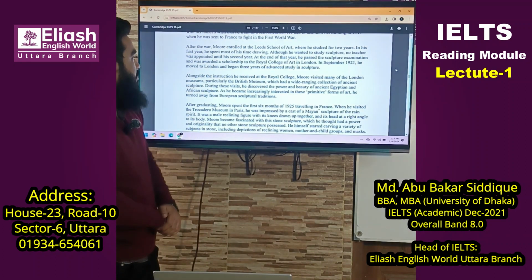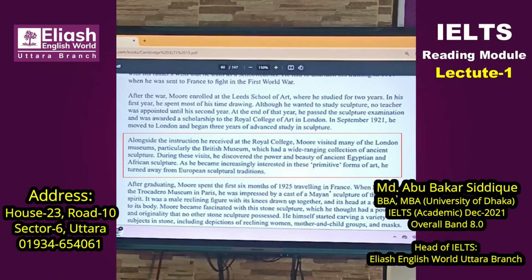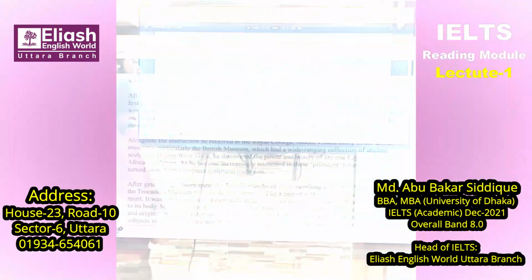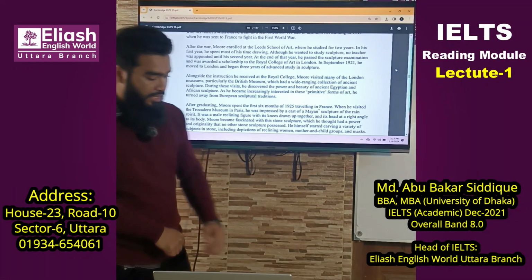Let's read aloud the third passage. Alongside the instruction he received at the Royal College, Moore visited many of the London museums, particularly the British Museum, which had a wide-ranging collection of ancient sculpture. During these visits, he discovered the power and beauty of ancient Egyptian and African sculpture. As he became increasingly interested in these primitive forms of art, he turned away from European sculpture traditions.